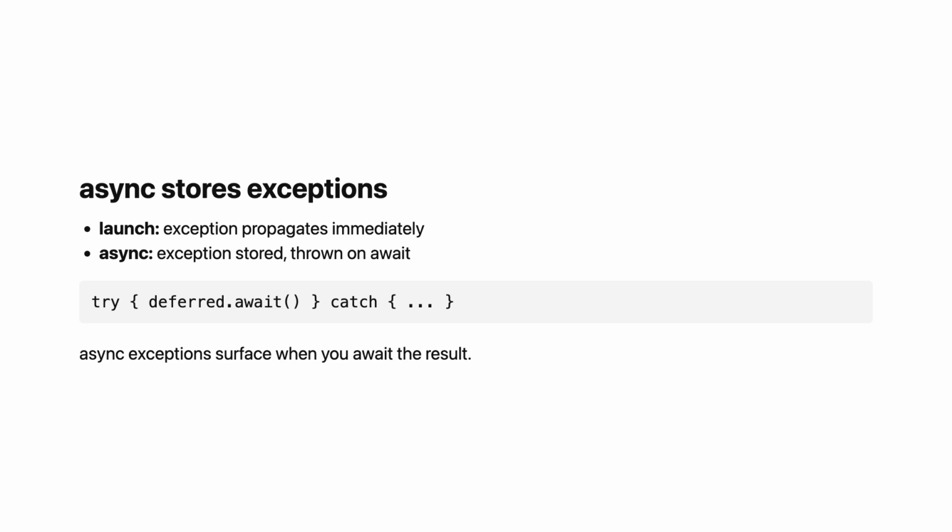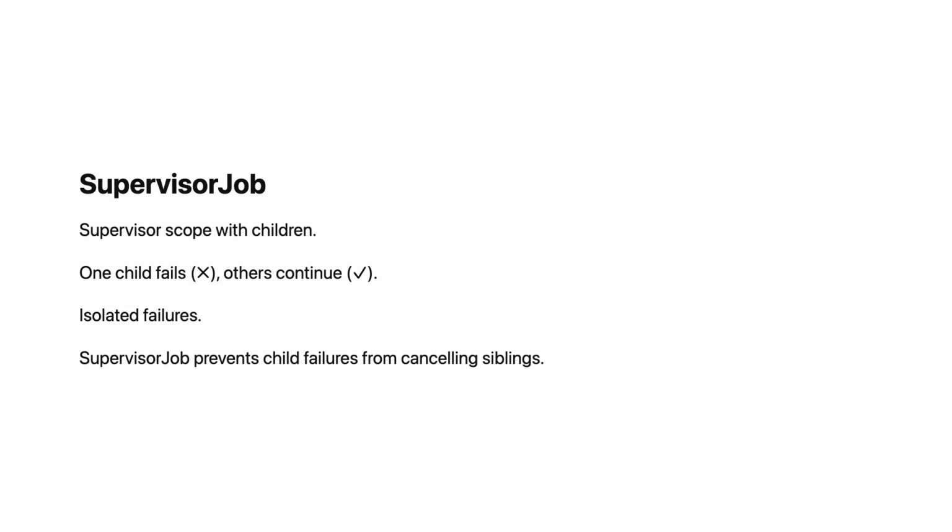Async behaves differently from launch. Launch propagates exceptions immediately. Async stores the exception. The exception surfaces when you call await. Await throws the exception. Try { val result = deferred.await() } catch and handle. This is where you catch async errors. If you never call await, the exception may be lost. Always await your async results. You can also check whether a deferred failed without throwing by using getCompleted with checks.